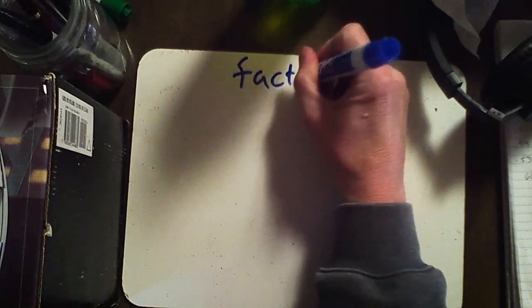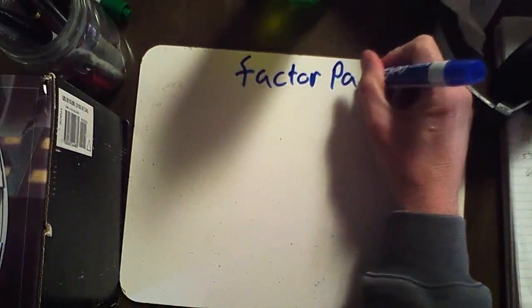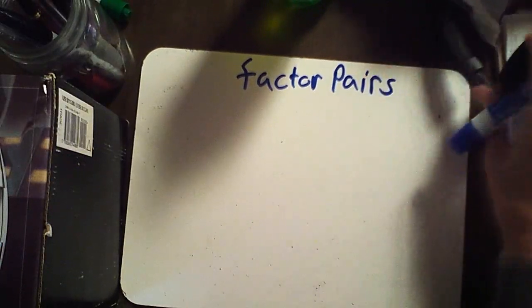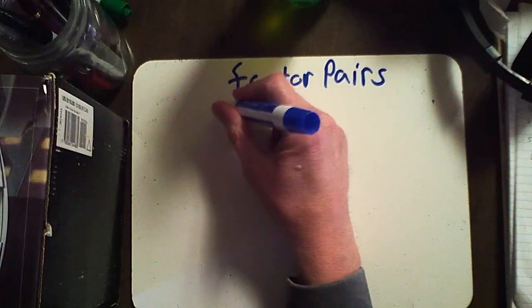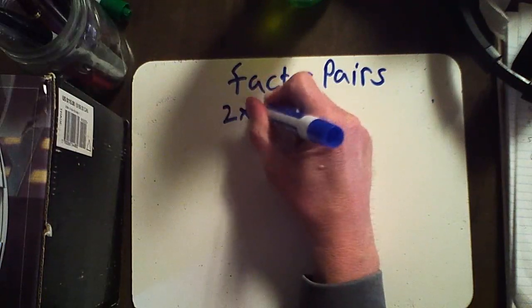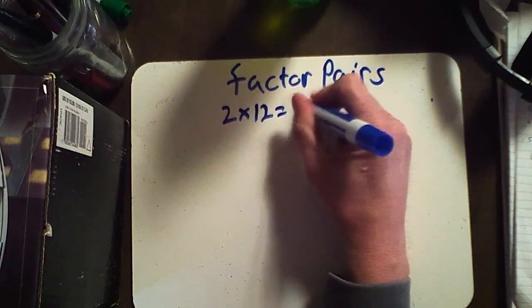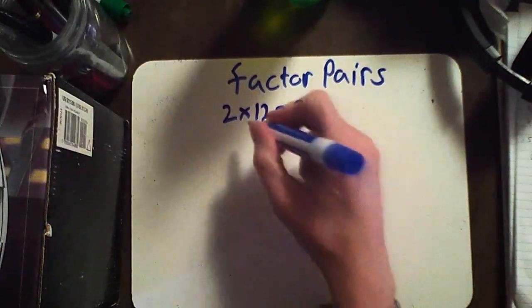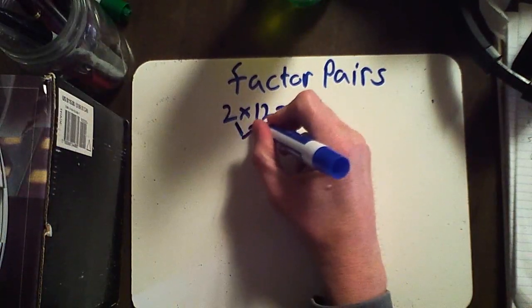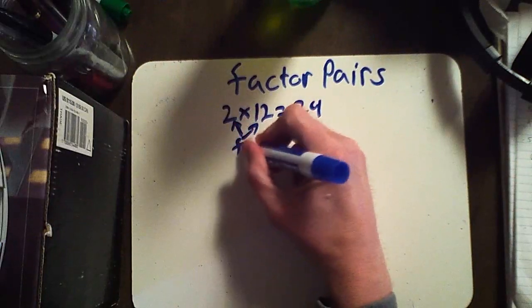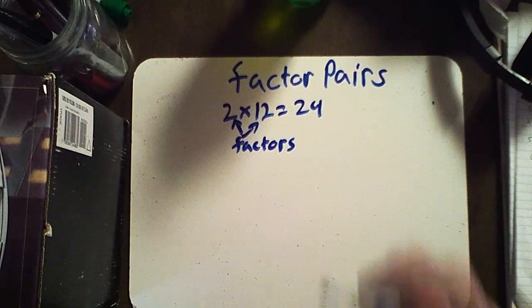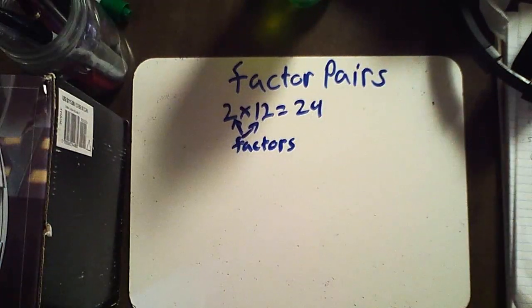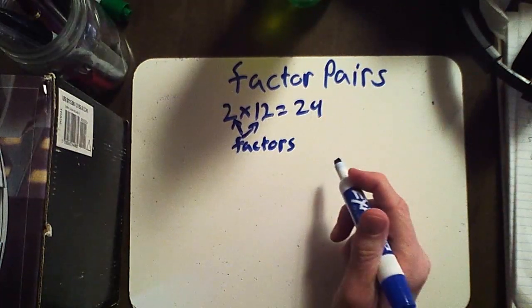finding factor pairs. In 4th grade, you need to be able to find all factor pairs for numbers from 1 to 100. Remember, a factor pair are two numbers that you can multiply together to get a total. So, for example, in this equation, 2 and 12 are factors. All right? And we can say that they're factors of 24. We can say 2 and 12 are factors of 24.